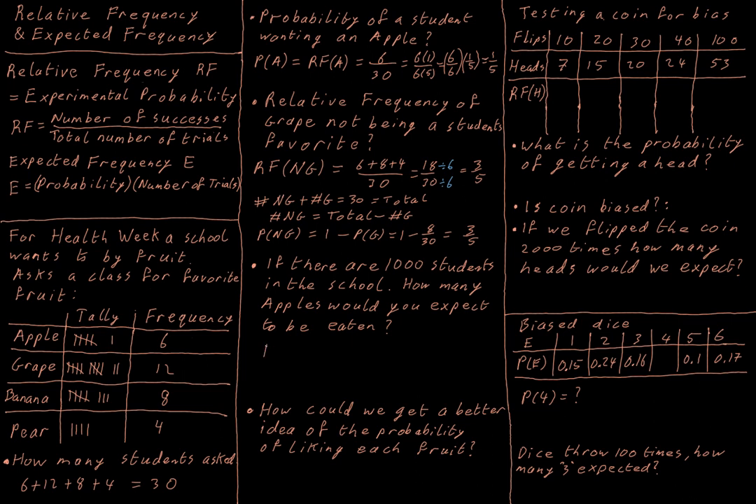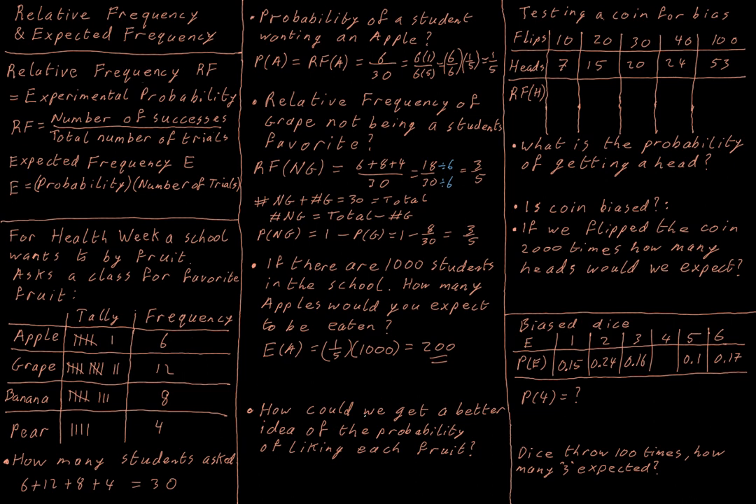So that is going to be E of A. So expected frequency of getting an apple is going to be the probability of getting an apple. Now we already got that. That's 1/5 times 1,000 students. So when we multiply that out, we will get 200 students. So we would expect that about 200 apples are going to be eaten if our survey is fairly accurate.